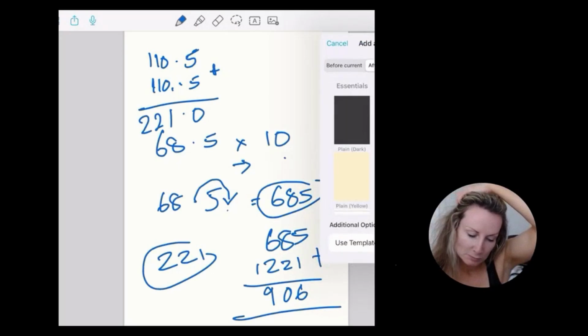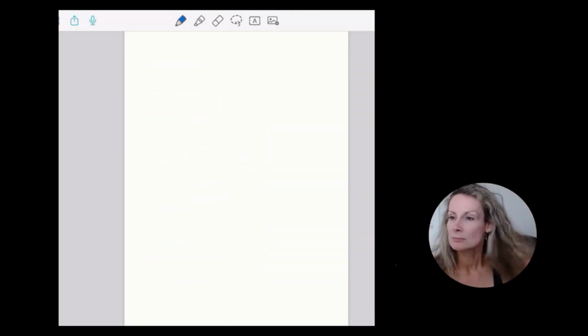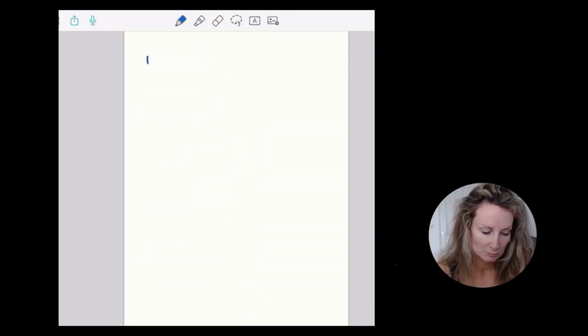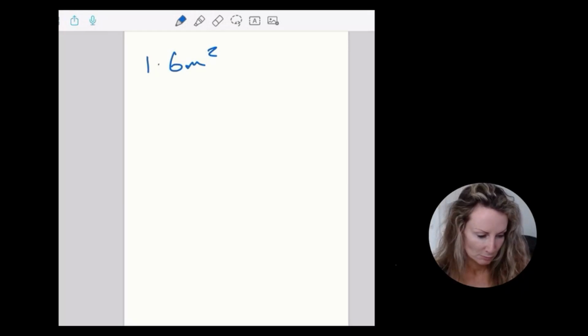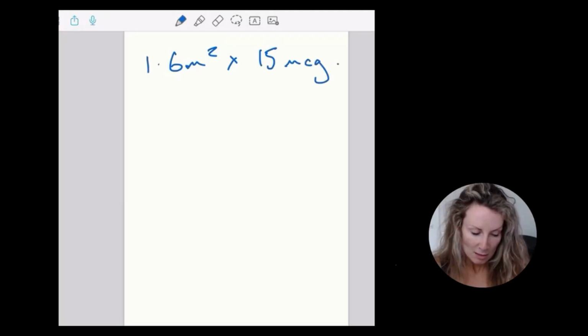So this one's like the 1.6 meters squared is like calculating a patient's body area. And then it's going off the medication, which is, and then it's got times by 50 micrograms. Yeah. So I need to work out the dose that I need to give.